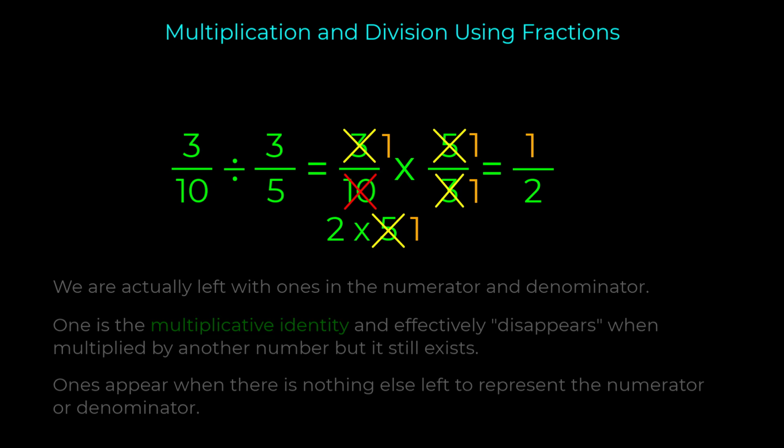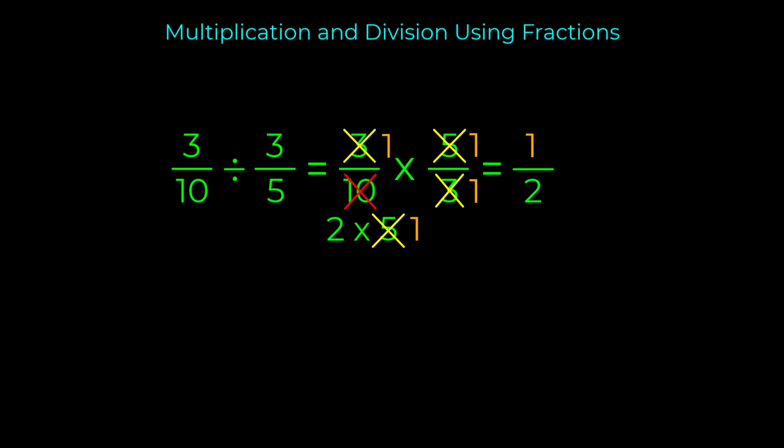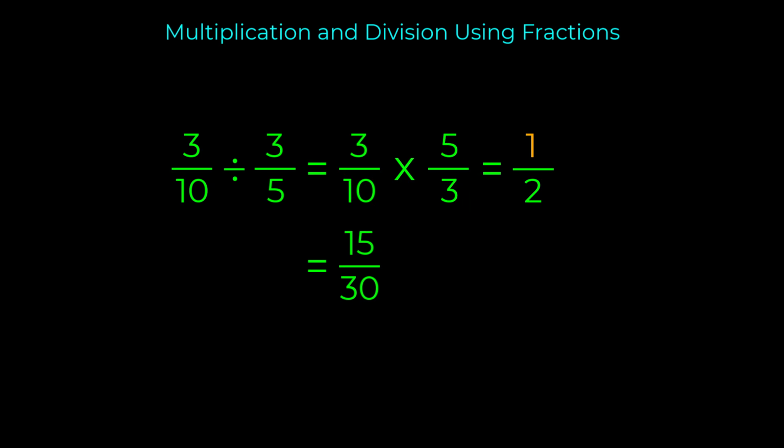If you're skeptical of that explanation, then do the multiplication without factoring out the 3 and 5. You would end up with 15 over 30. This is unsimplified. To simplify it, we would divide both the numerator and denominator by 15. 15 divided by 15 is 1. 30 divided by 15 is 2. We are back to our solution of 1/2.